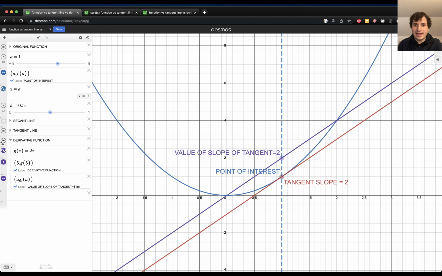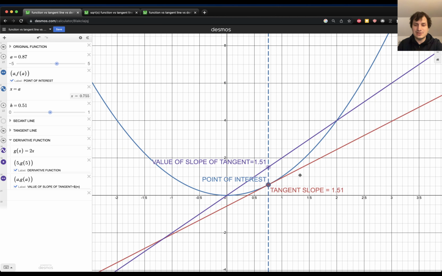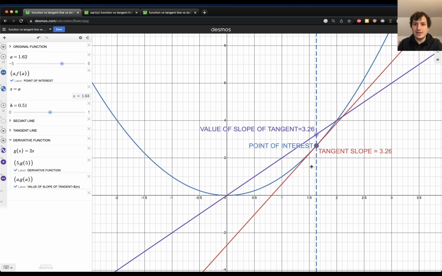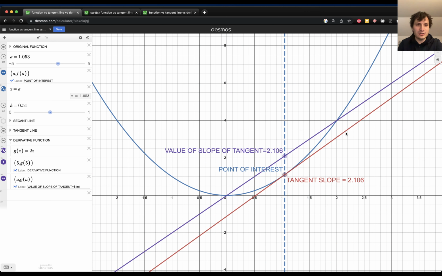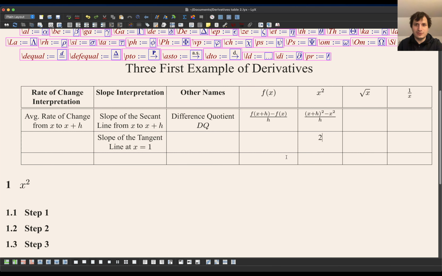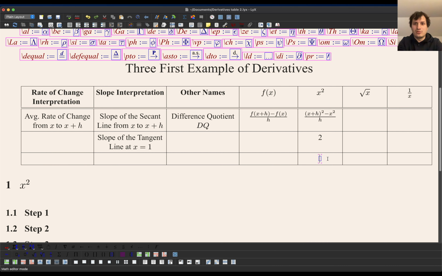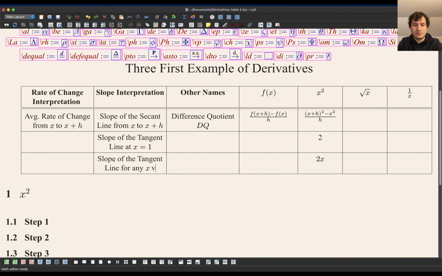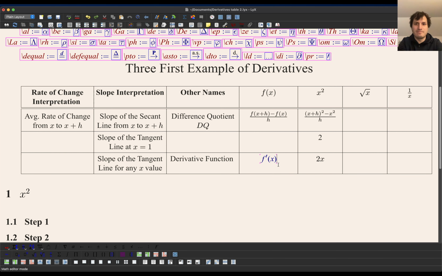And then we're going to see, as you change the point of interest, how does this thing change to get that purple function, which plots the slope of the tangent line for any given x value. And it turns out this purple function is the function 2x. So the slope of the tangent line at x equals 1, and the slope of the tangent line for any x value is going to be 2x. These things have names. The other name for this thing is the derivative function, sometimes called f prime of x.